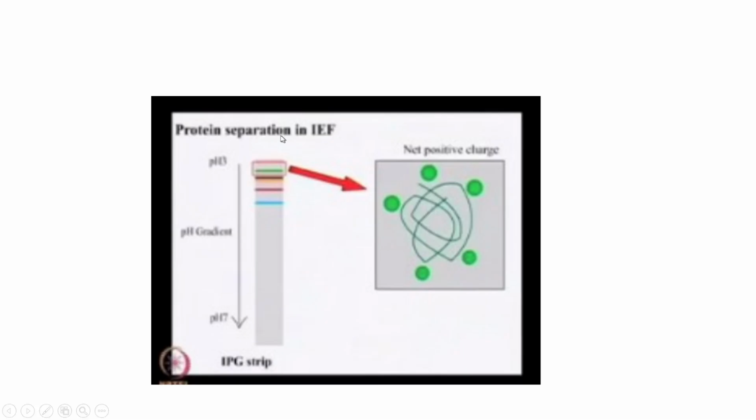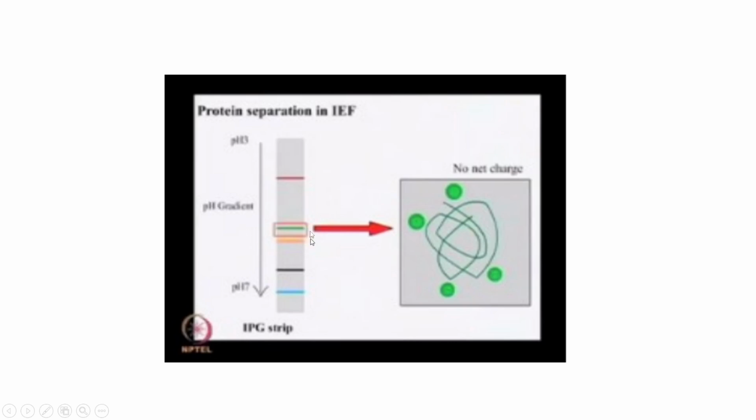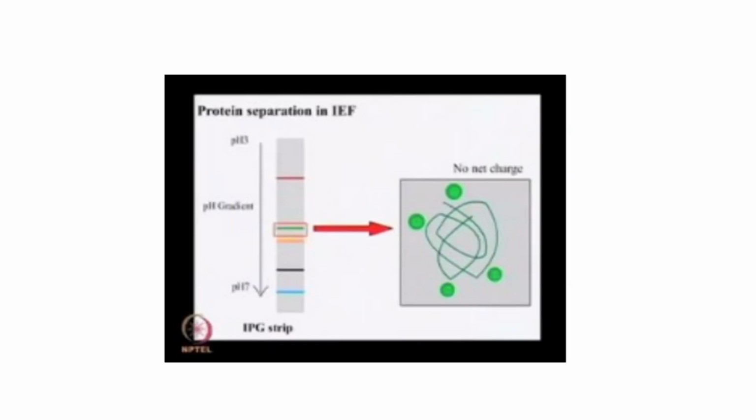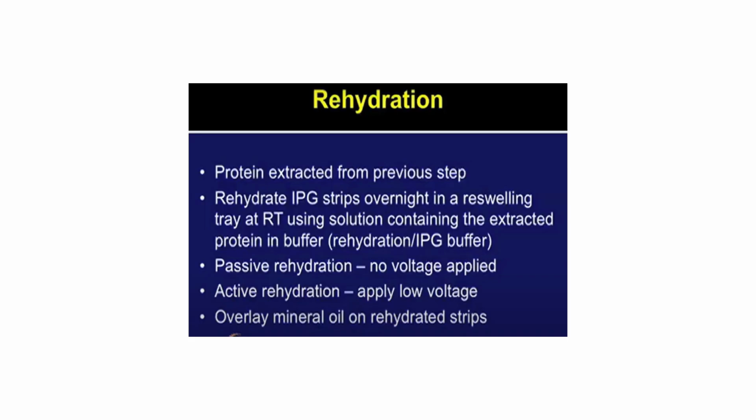So at lower pH, proteins are generally positively charged. At higher pH, proteins are negatively charged, and then they will accordingly move until and unless they find the isoelectric point. So that's your isoelectric focusing.